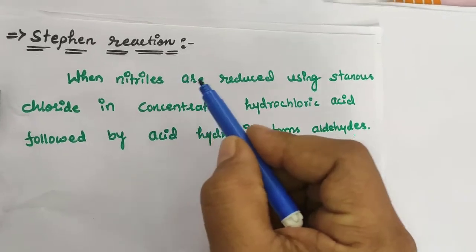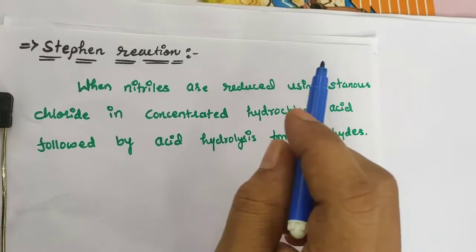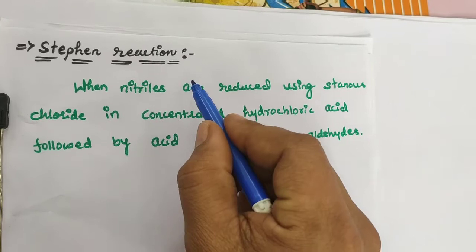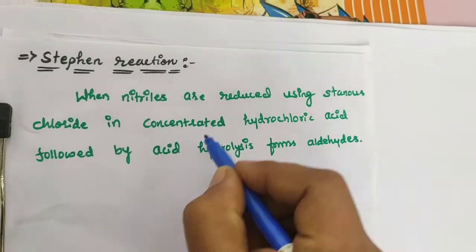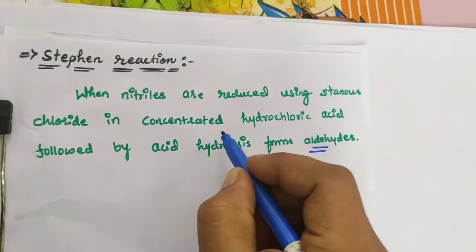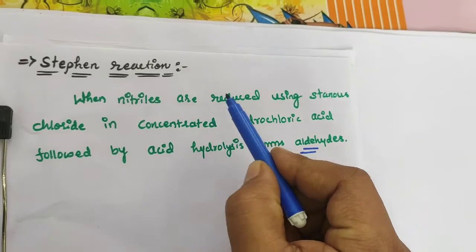Hi students, in this video I will explain one of the important name reactions, known as the Stephen reaction. In this Stephen reaction, what product will we get? The product we are going to get here is an aldehyde. So now let us learn about what reaction is involved in this Stephen reaction.